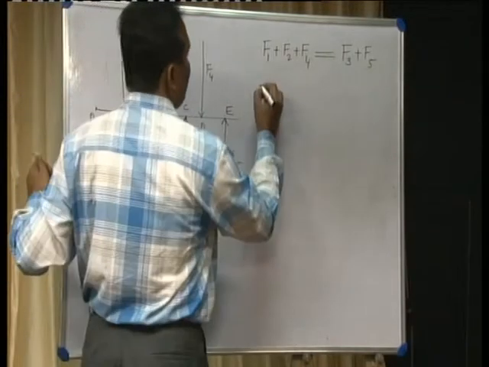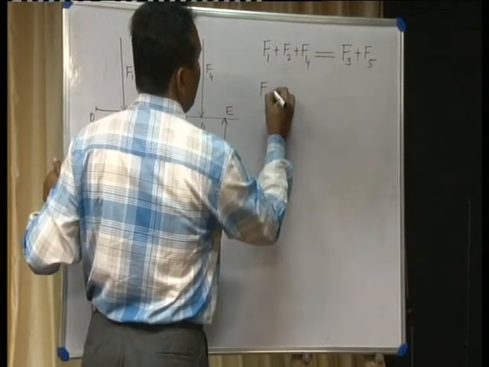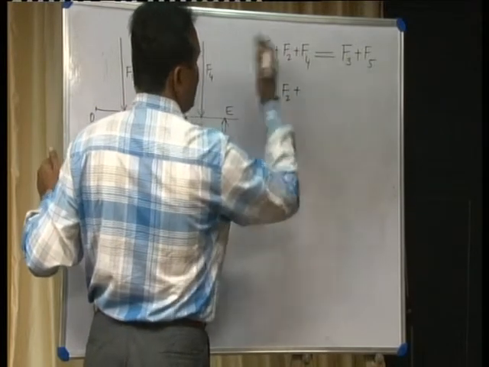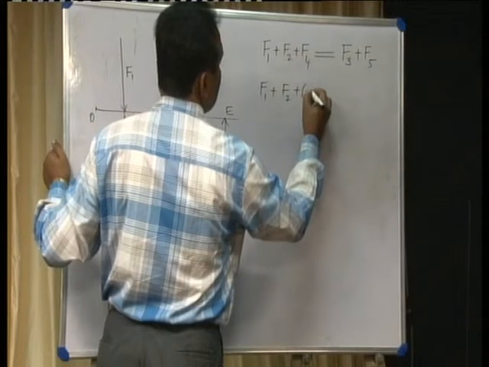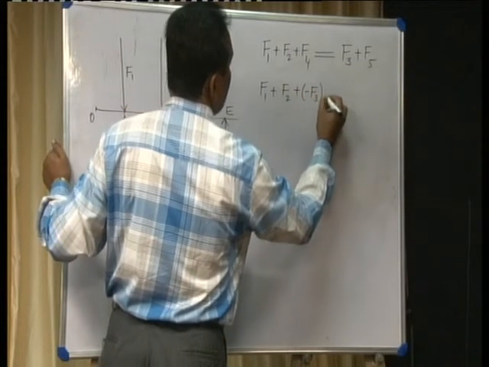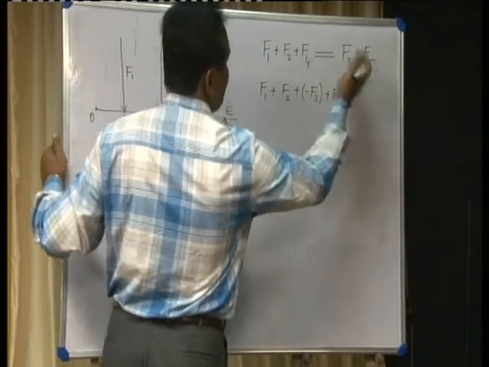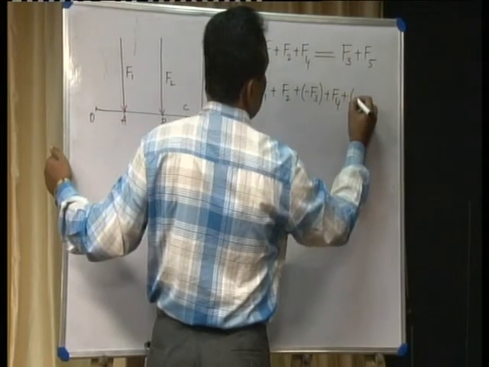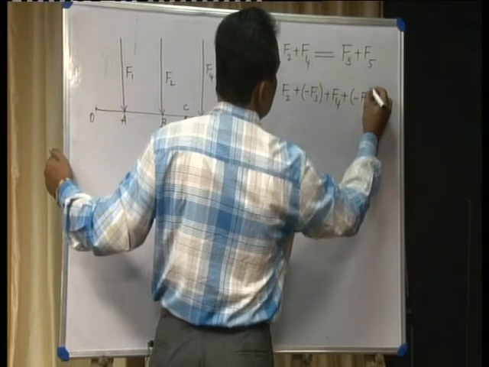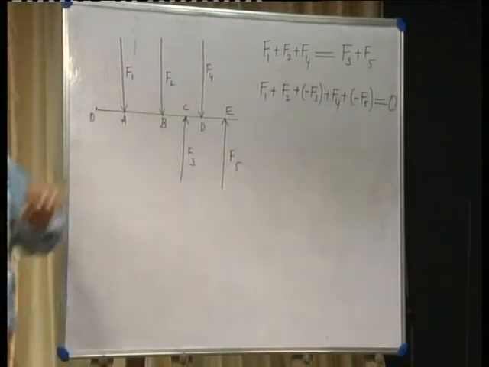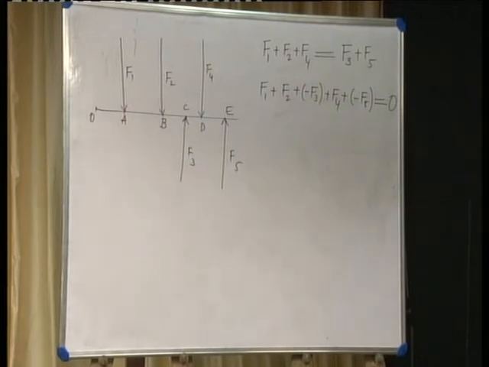Or even you can rewrite this as F1 plus F2 minus F3 plus F4 minus F5, because F3 I transfer to the left hand side and it becomes minus F3, and F5 is transferred to the LHS and it becomes minus F5. So the remaining on the right hand side is 0. Algebraic sum of the forces must be equal to 0 gives no linear motion.